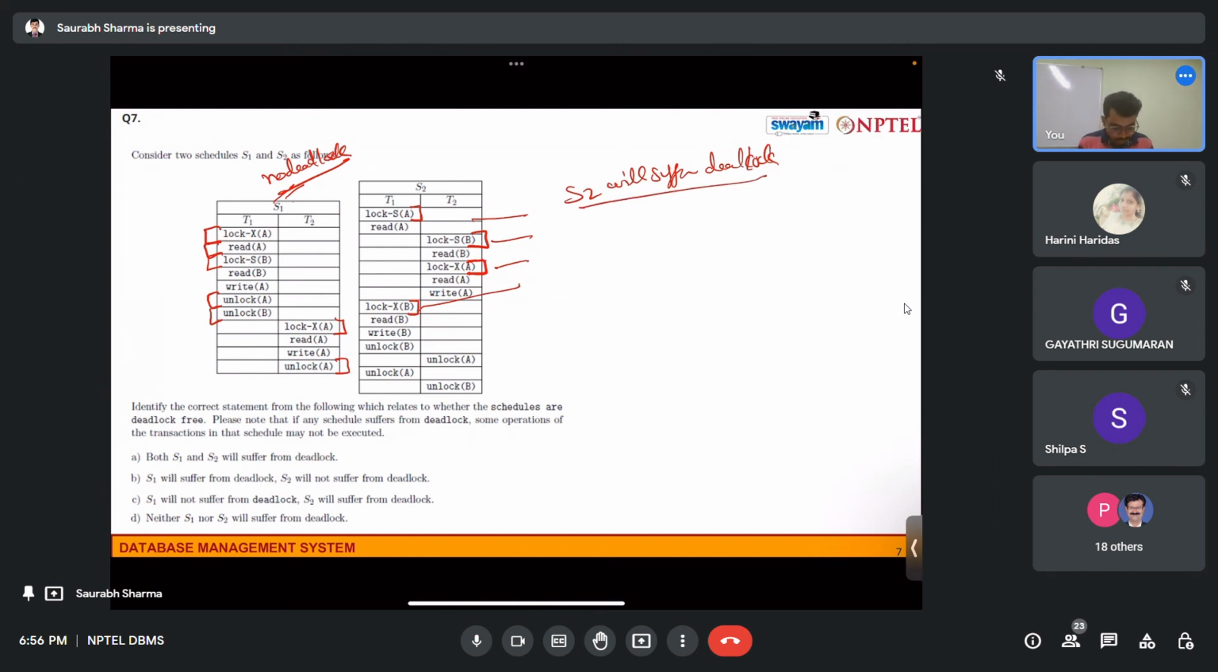Okay, so answer is S1. No, S1 is not. S1 will suffer from deadlock. No, S1 will not suffer deadlock. S2 will suffer from deadlock. Yes, C is the option, and D neither.